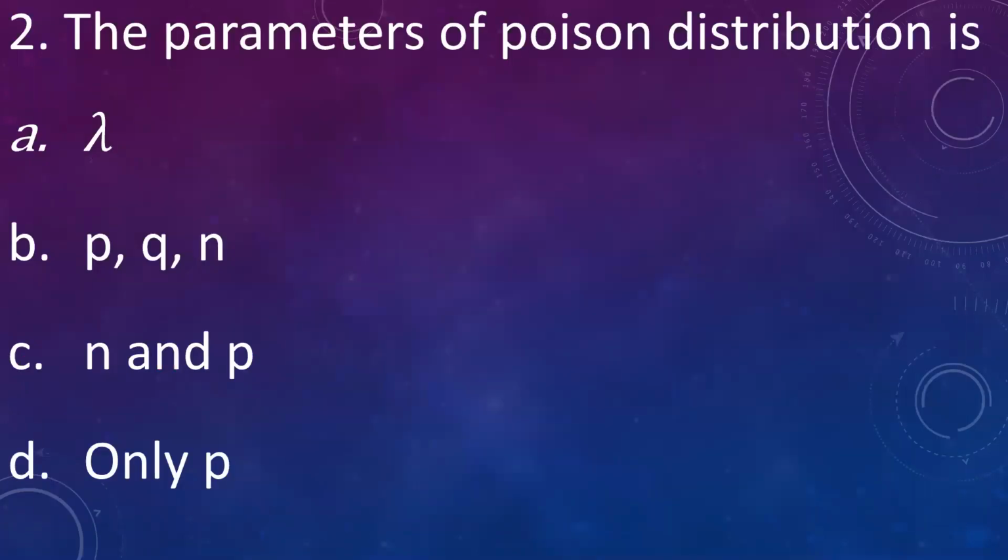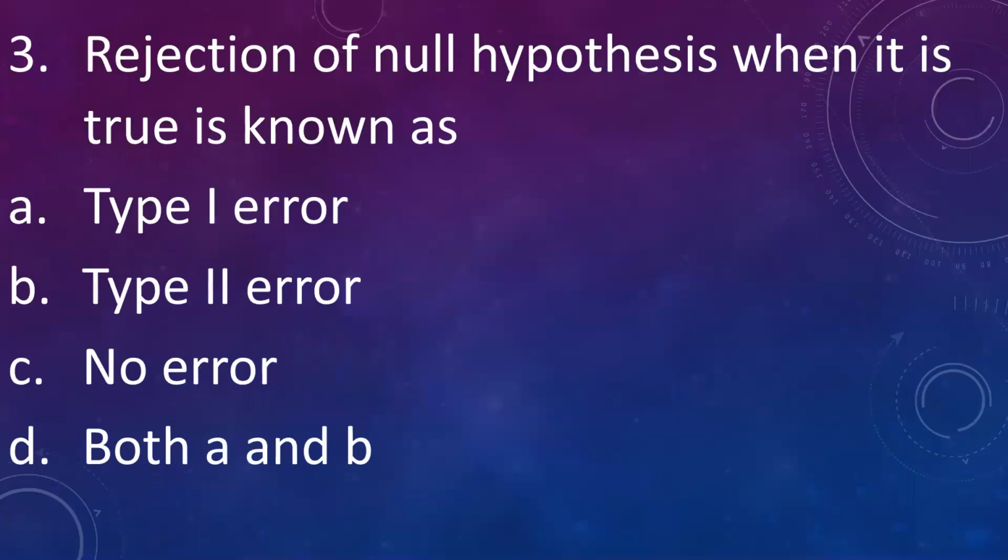Our next question, the parameter of Poisson distribution is A, lambda, B, P, Q, N, C, N and P, D, only P. Answer is lambda. The parameter of Poisson distribution is lambda.